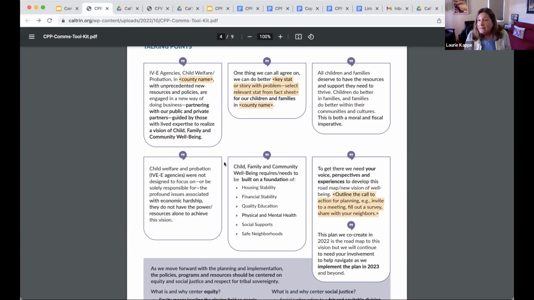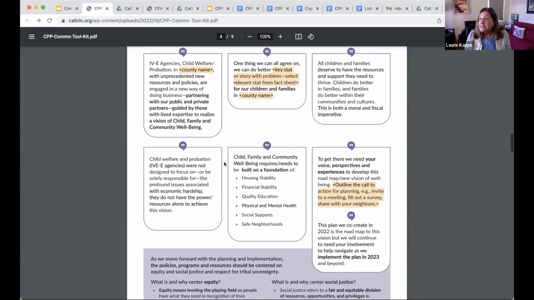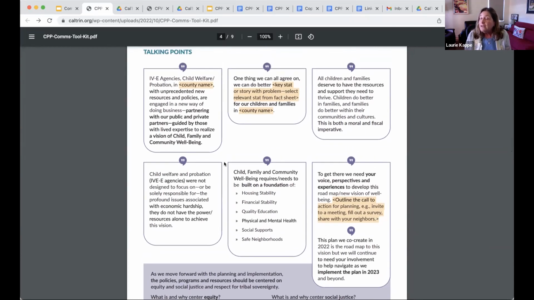But to get there, how are we going to do it? Well, we need your voice, your perspective, and your experiences. And then in yellow is like the call to action. What are you going to ask them to do? Are you going to ask them to come to your meeting, to fill out a survey, to create their own meeting? Because the plan we co-create now is going to be an ongoing thing of implementation in 2023 and beyond.